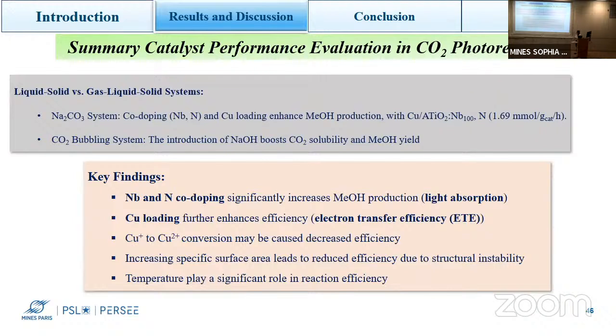Also, no matter whether it is the sodium carbonate or the CO2 bubble system, the temperature plays a significant role in the reaction.